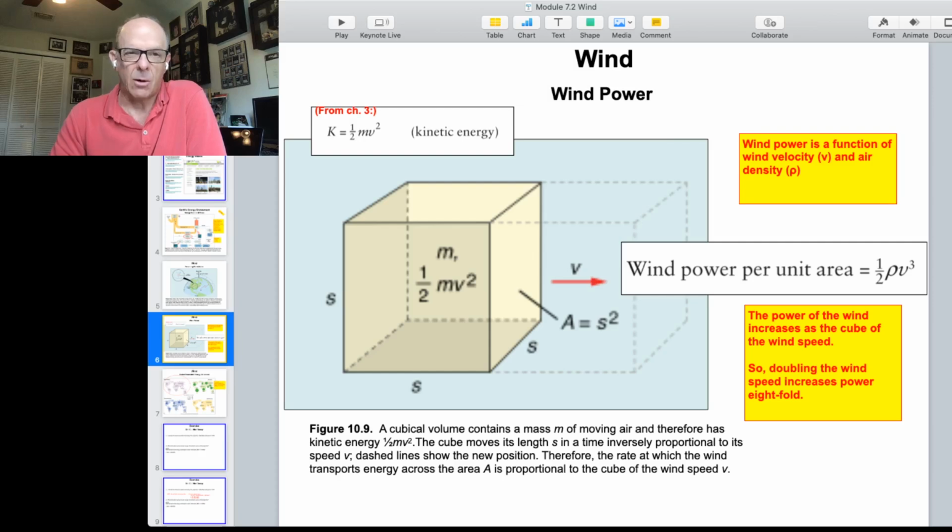The power that you get from that air depends on how fast that parcel moves past your windmill, so you get another factor of the speed of the wind. And so the wind power per unit area is given by this equation that's proportional to the speed cubed. So that means if the speed of the wind doubles, its kinetic energy goes up by a factor of 4, 2 squared, but the power of that wind passing by a windmill goes up by a factor of 8, 2 cubed, 2 times 2 times 2.